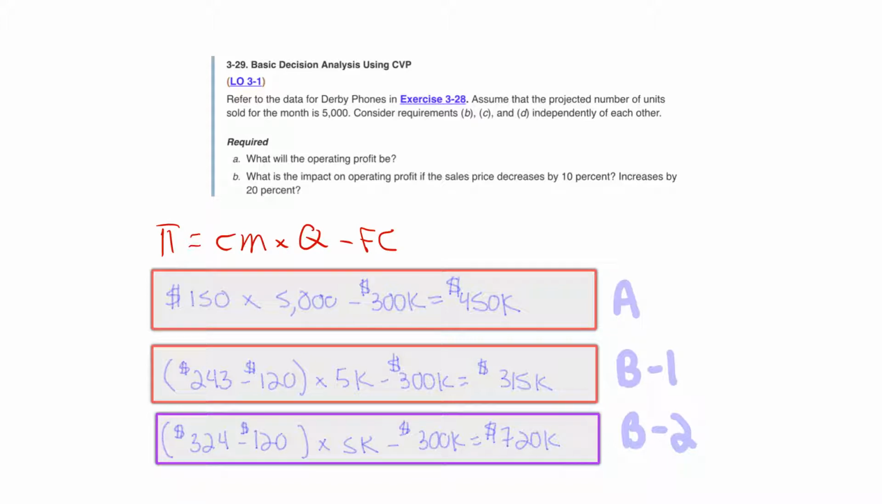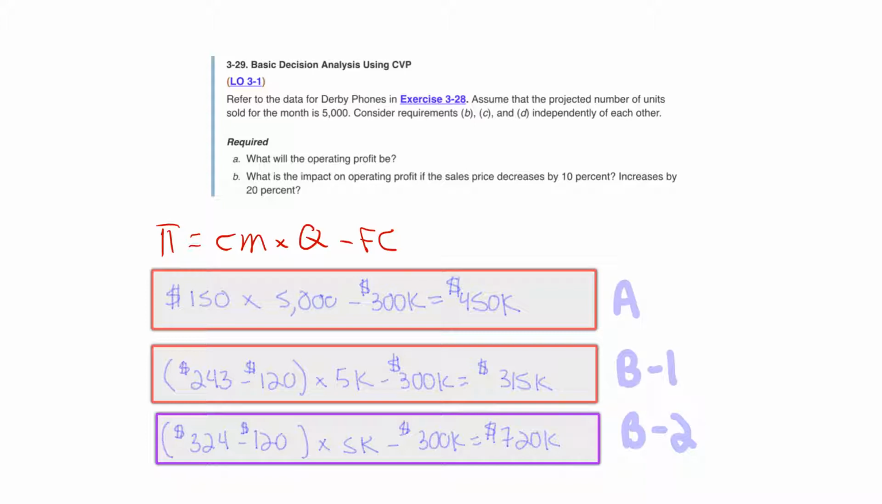Here we're going to assume that they sell 5,000 units per month. And the first question is, what will the operating profit be? So we take contribution margin times quantity minus fixed cost and end up with 450,000.